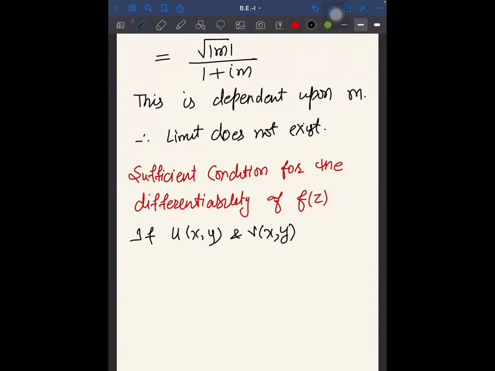Of course, u(x,y) and v(x,y) have their usual meanings. That means your f(z) should be equal to u(x,y) + i v(x,y). So these are actually the real and the imaginary part of the function which we are considering for the differentiability, right?